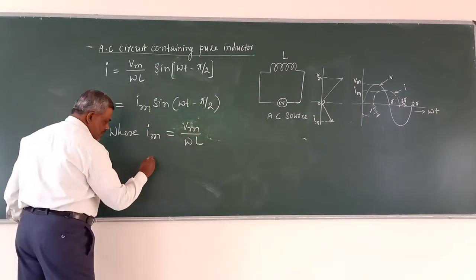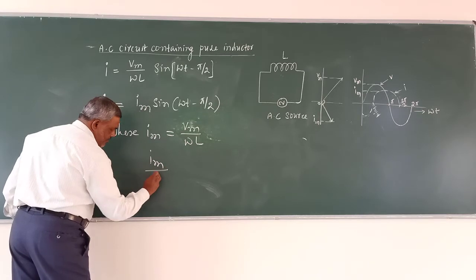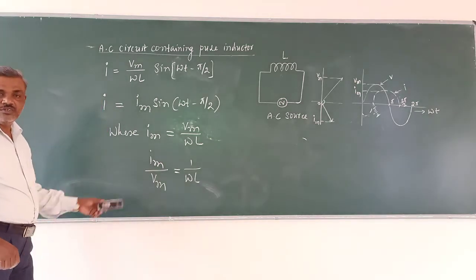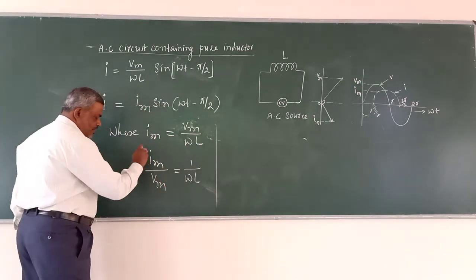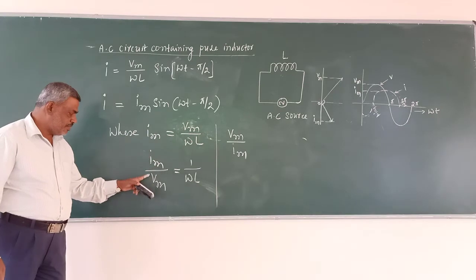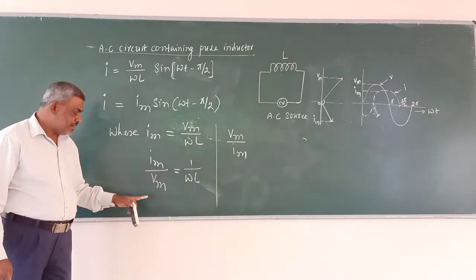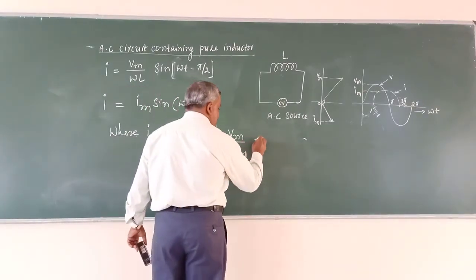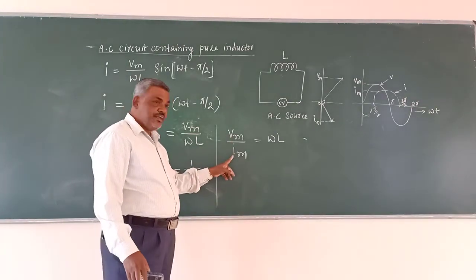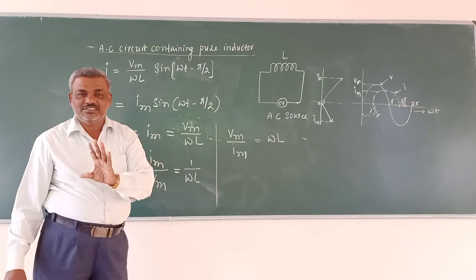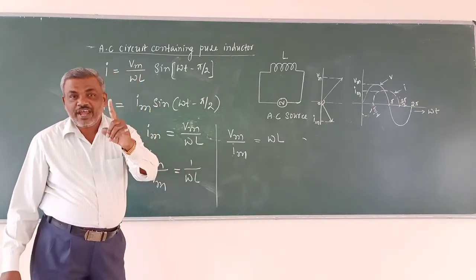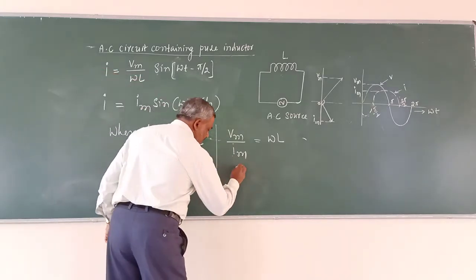So Im equals Vm by omega L. Interchanging numerator and denominator, Vm by Im equals omega L. The ratio Vm by Im in DC circuits gives resistance, but here Vm by Im gives the inductive reactance. The symbol for inductive reactance is XL.